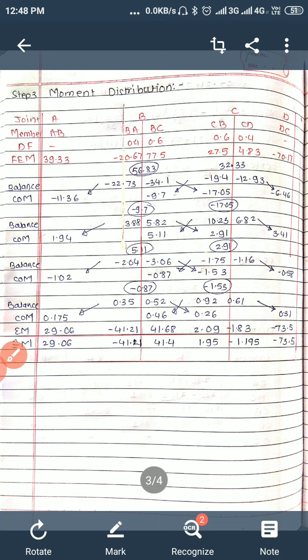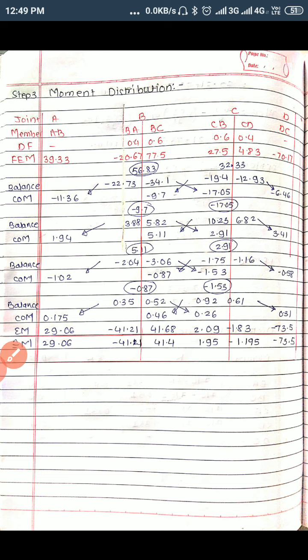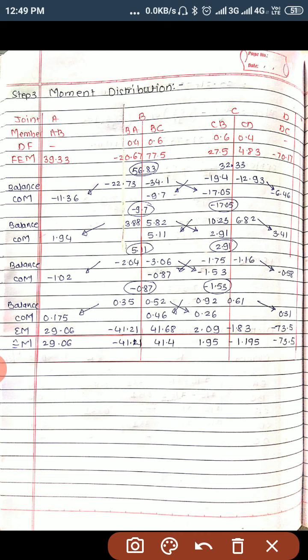Then we mark up the fixed end moments that we have calculated in step 1, with the proper sign conventions. Then we start with the moment distribution. We are going to distribute the moments, but just remember one thing: if the far end is fixed, or the far end is intermediate or continuous, then we are going to carry over half the moment over there.